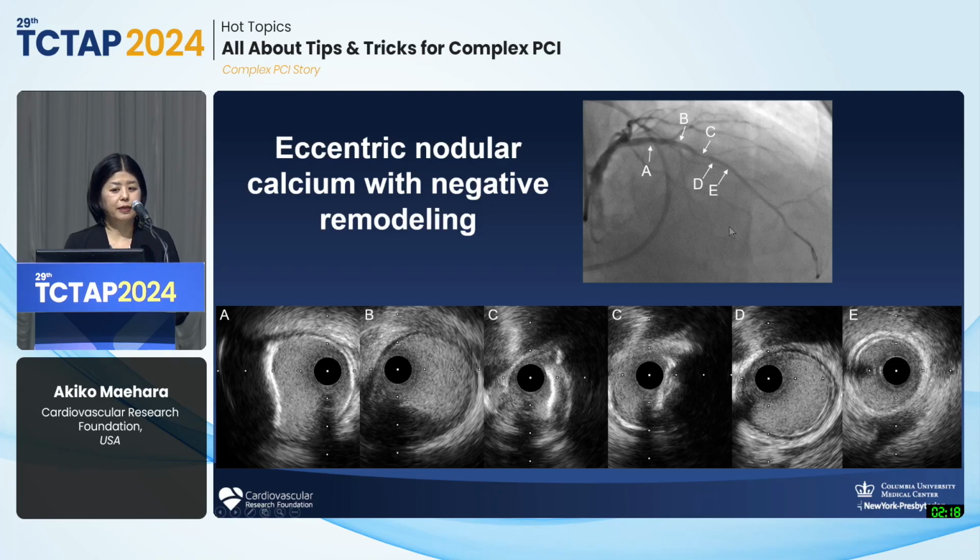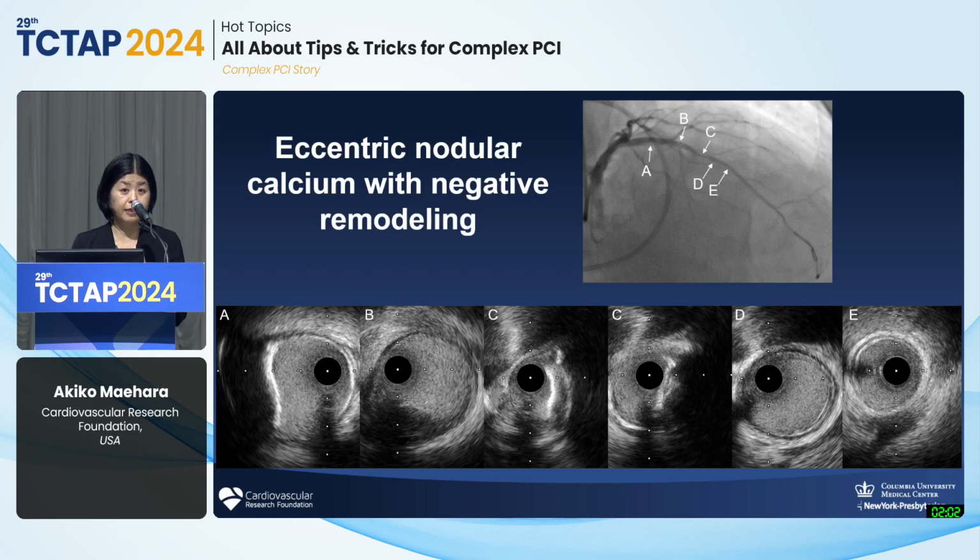Additionally, this is a type of case. You see the mid-LAD, it's a calcified nodule, which looks like the non-eruptive type. But when we look into the vessel size at the site of the calcified nodule, which is much smaller compared to the distal, this indicates negative remodeling.